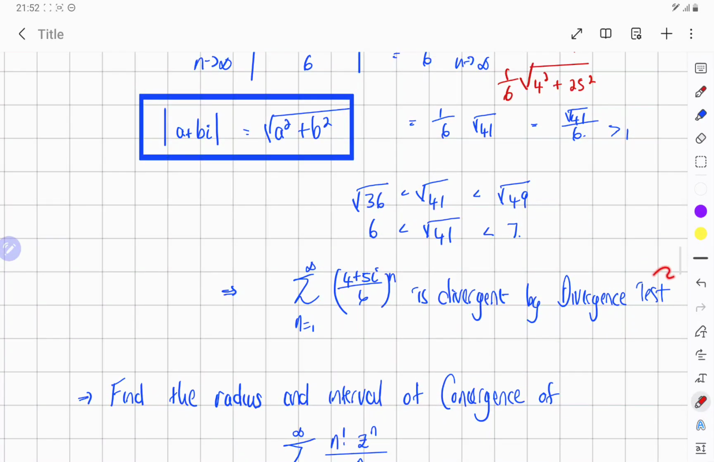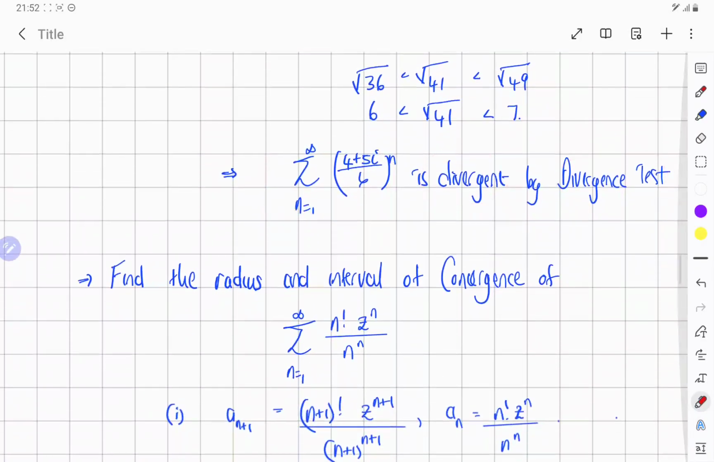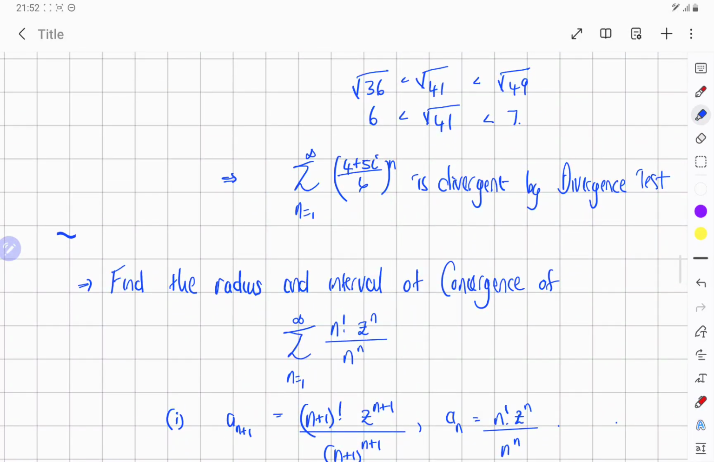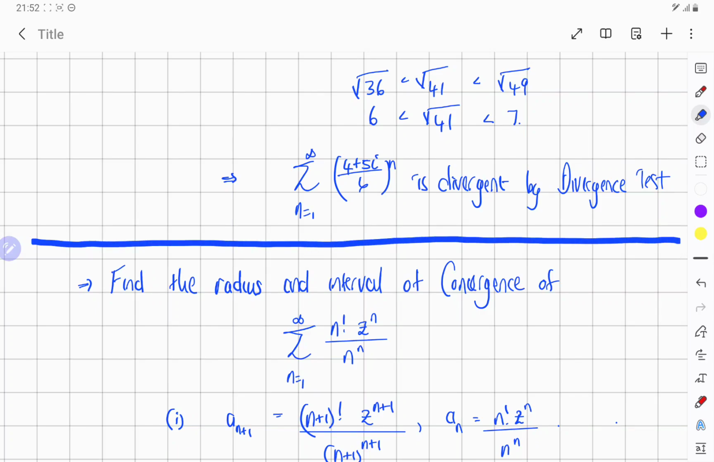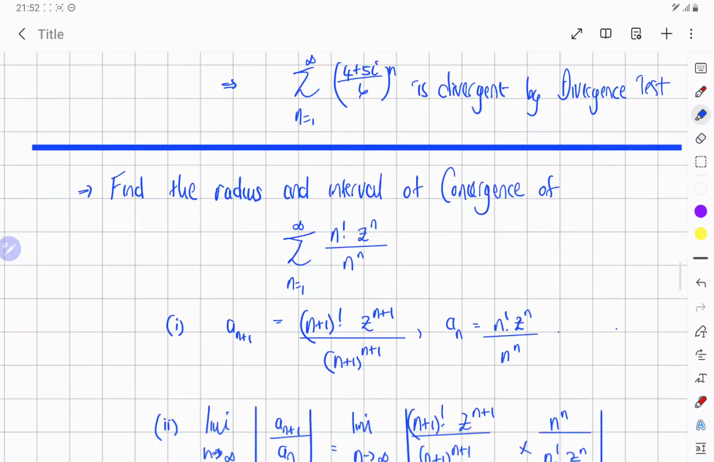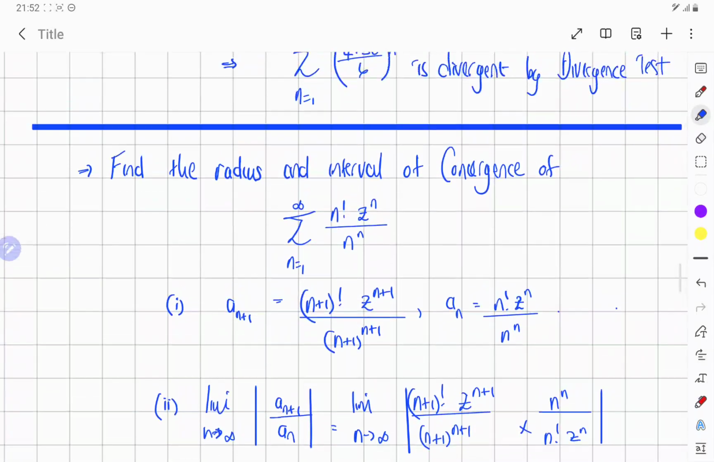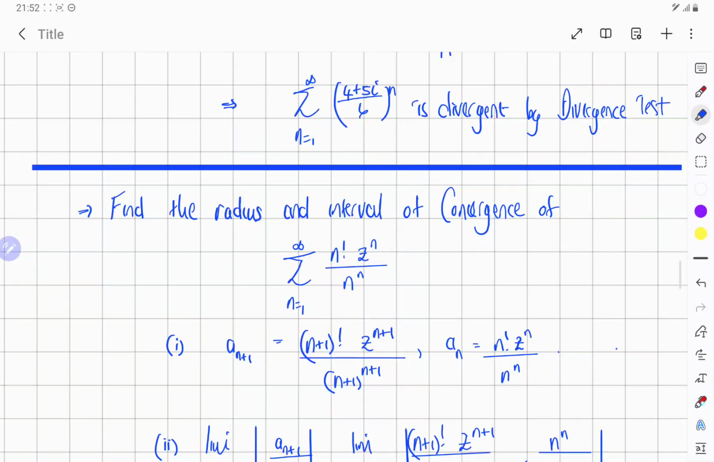So hence my series is divergent, and please remember to mention that it is by the divergence test. Now my next question is a very popular question in the exams. Find the radius and interval of convergence of this series.